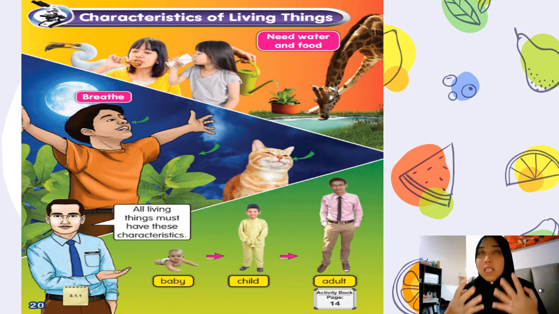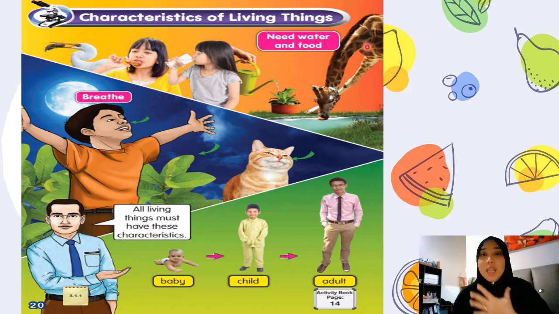So, setiap benda hidup ada ciri-cirinya. Okay, benda hidup ada ciri-cirinya supaya kita boleh nampak sama ada benda itu hidup atau tidak. So, mari kita tengok beberapa ciri-ciri benda hidup. The characteristics of living things. Okay, so the first one is need water and food.